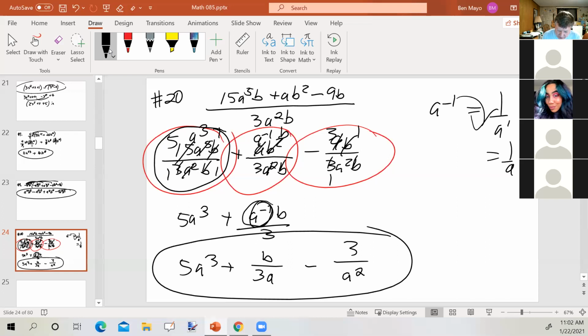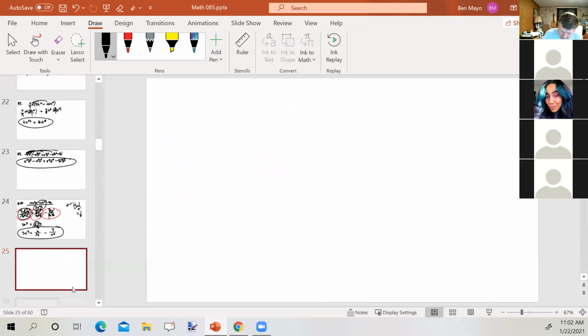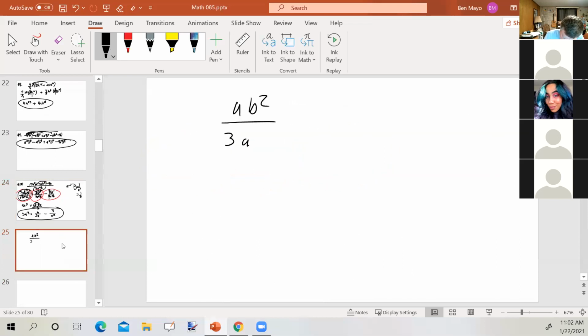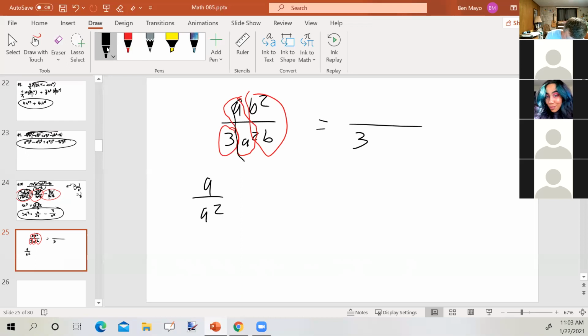For instance, let me deal with just that piece. So I've got ab squared over 3a squared b. I could even separate it into that piece and that piece. The 3 isn't going anywhere. So now let's look at a over a squared. That would be a to the 1, top exponent minus bottom exponent, which is 1 minus 2. That's negative 1. But that would be equal to 1 over a.